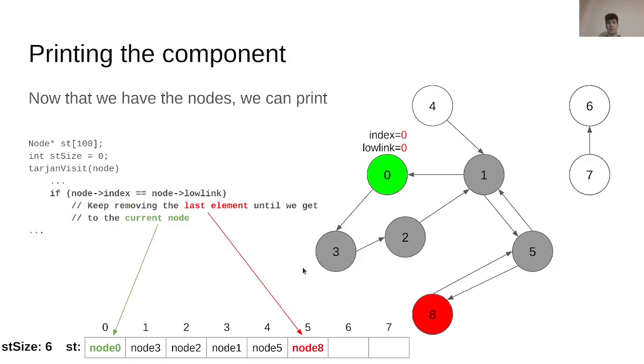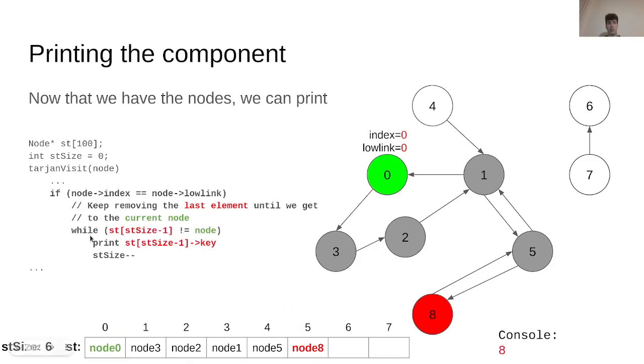So the way we print the component is look at the stack and always print the last node and remove it until we get to the current node, which has index equal to lowlink. So if index equals lowlink, we do a while loop while the last element on the stack isn't our node. We print the key of the current node and remove it from the stack.